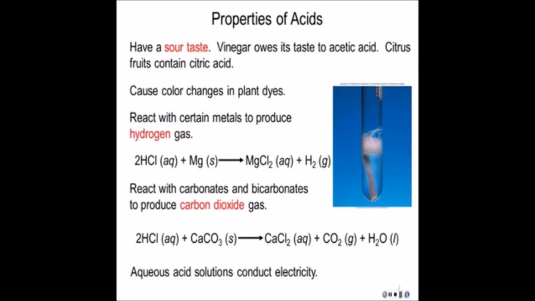And all acid solutions conduct electricity. Weak acids conduct electricity weakly. Strong acids conduct it very strongly because they produce a lot of ions.